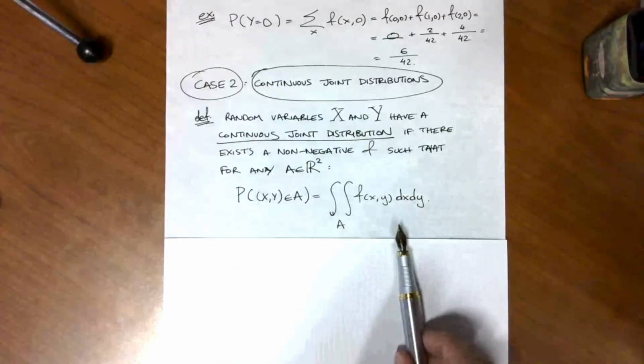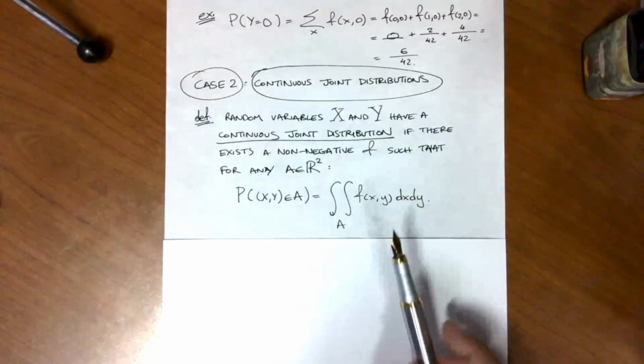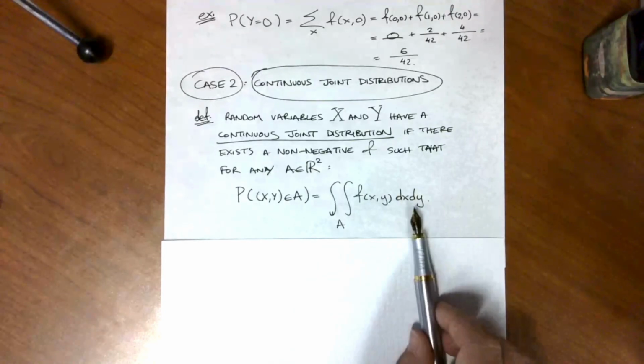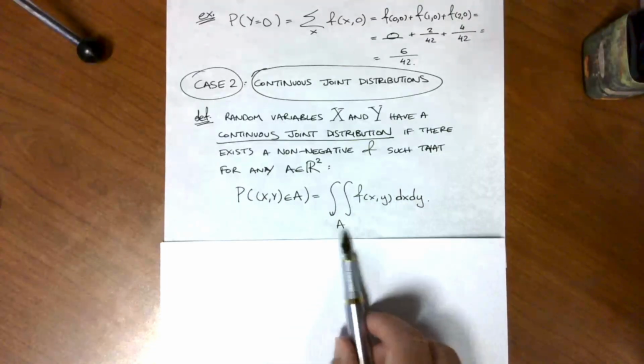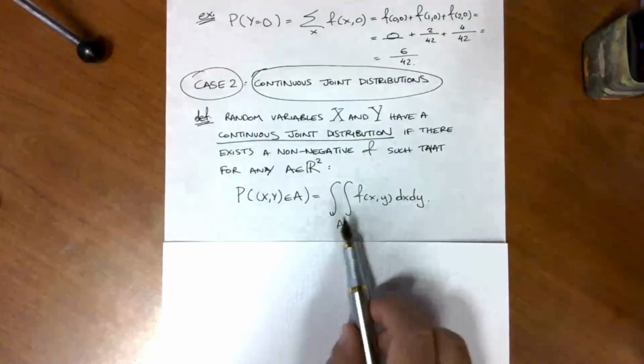And we're going to calculate this in a similar fashion as we did in the discrete case, by the equivalent of a double summation sign, which in the continuous case is integrals. So we're going to do the double integral of this f of x comma y function over ranges of x and y.